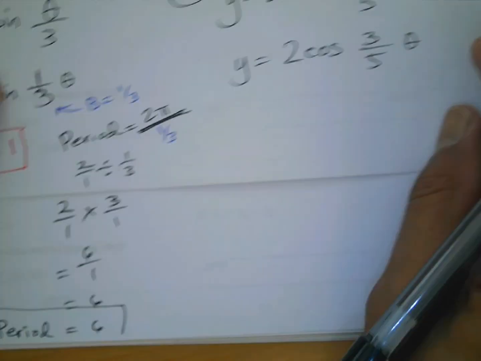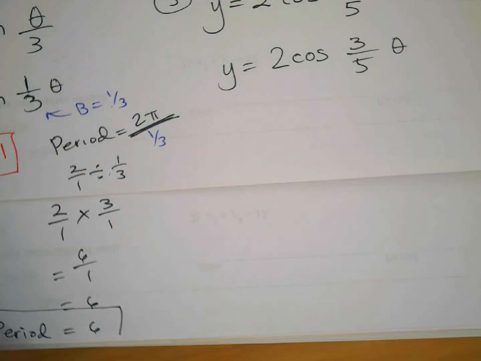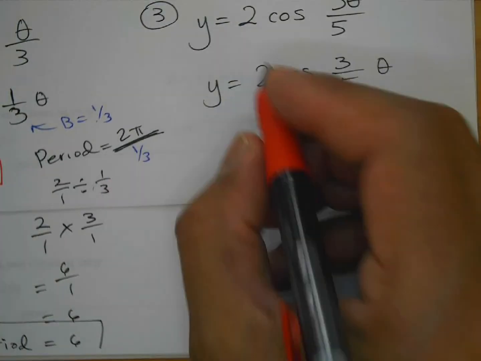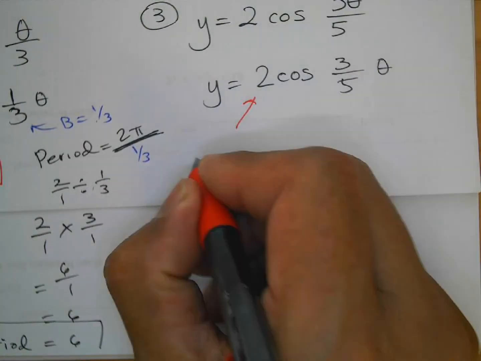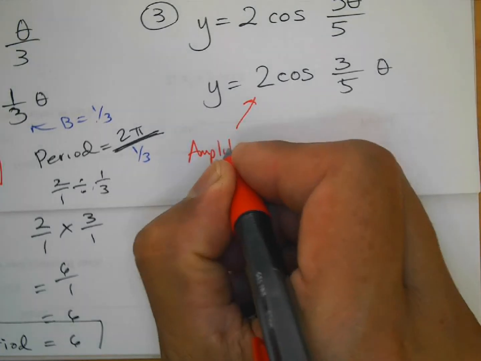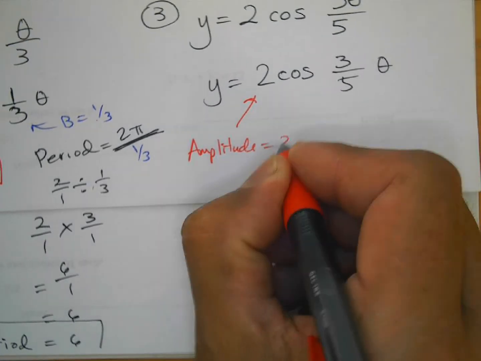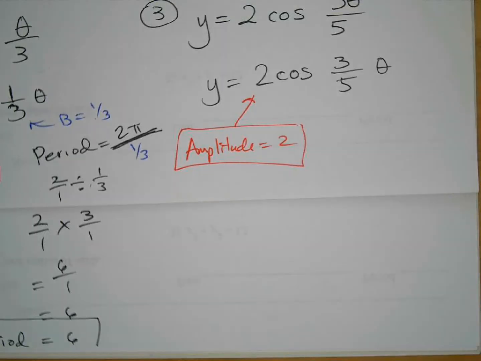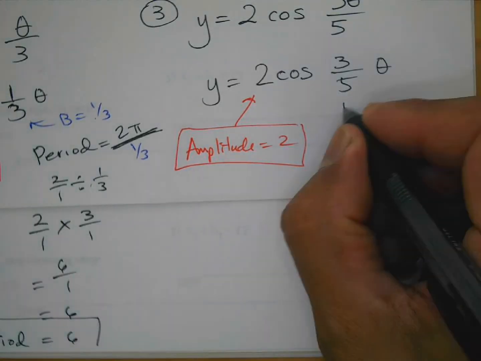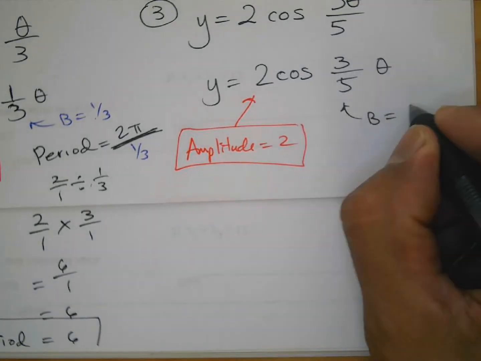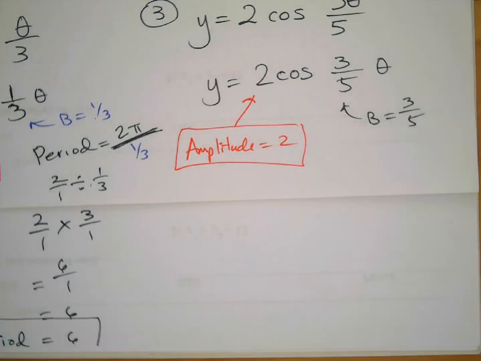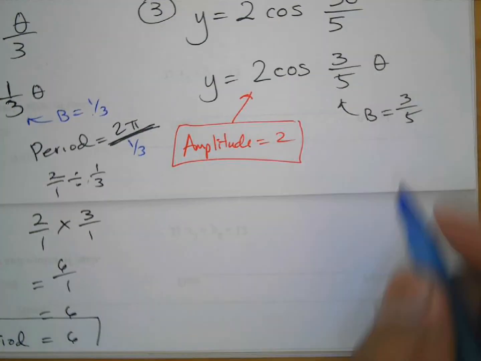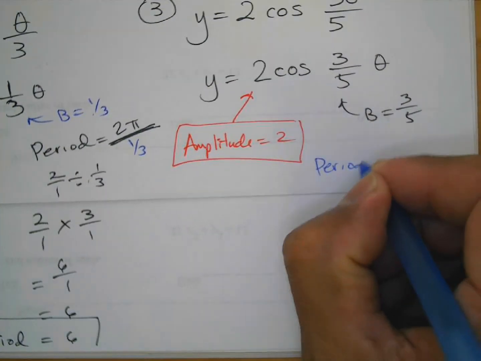Okay, let's do this next one. Same thing over here for the cosine. Amplitude, I got it. That's not too big of a deal. The amplitude is 2. And here my value of B, which is not my period, but my value of B is 3 over 5. I got to use that in this formula to find the period.